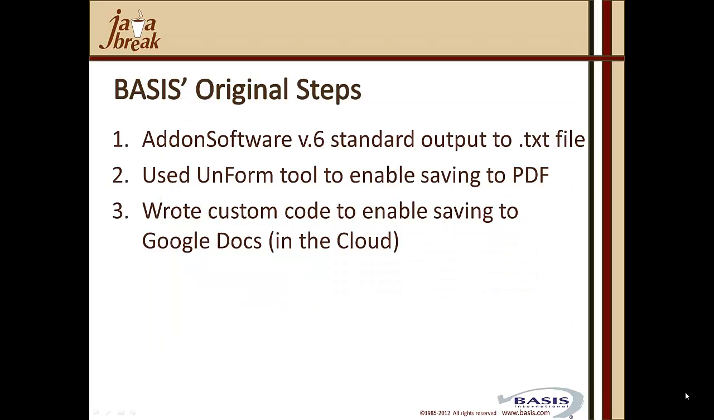These are the steps we did internally here at Basis leading up to the adoption of DocOut. We took add-on software version 6 standard output and sent it to a text file. Next, we used the Unform tool, a print stream manipulation tool, to be able to save to a PDF format. Then we wrote custom code to enable saving to Google Docs in the cloud.